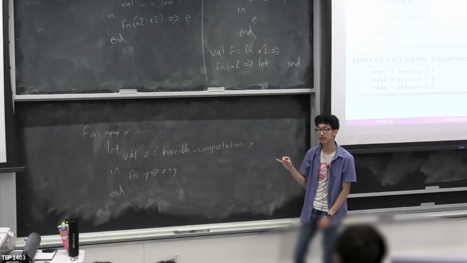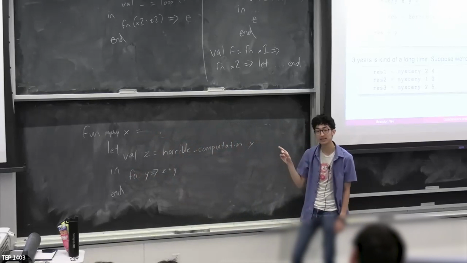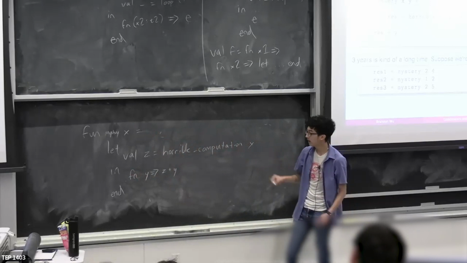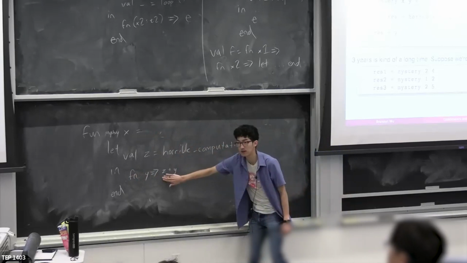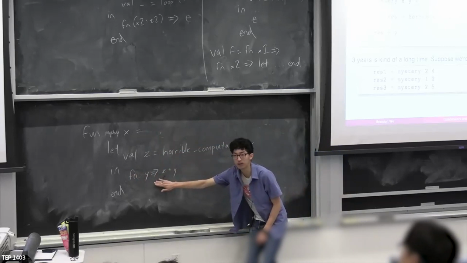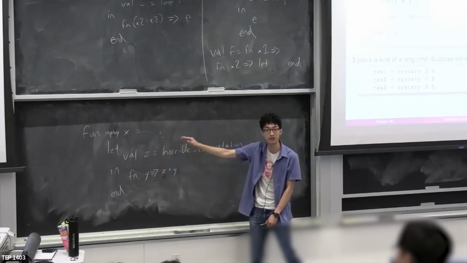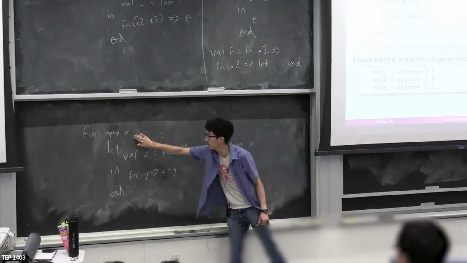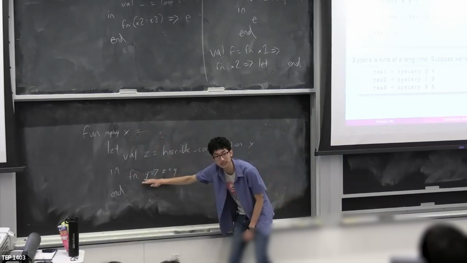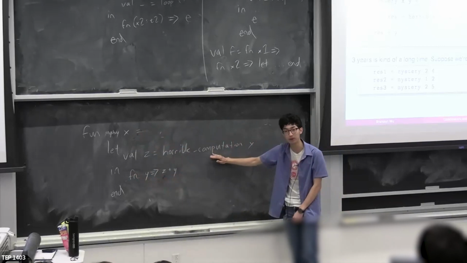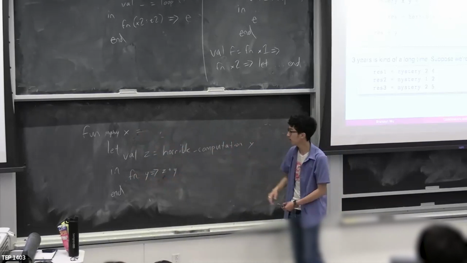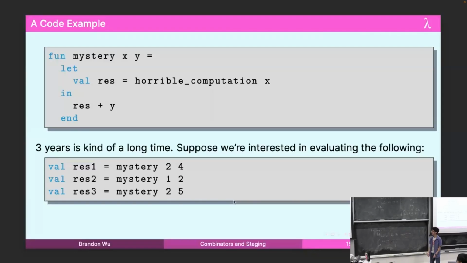By equational reasoning, you should be able to reason that this is extensionally equivalent to what I had before. Why? Because z is horrible computation of x, and this is just another lambda, right? So it's the same type as mystery x y. But all I've done is I've changed the taking of this argument into this let here, after the horrible computation, okay? And then suppose I did something like this.